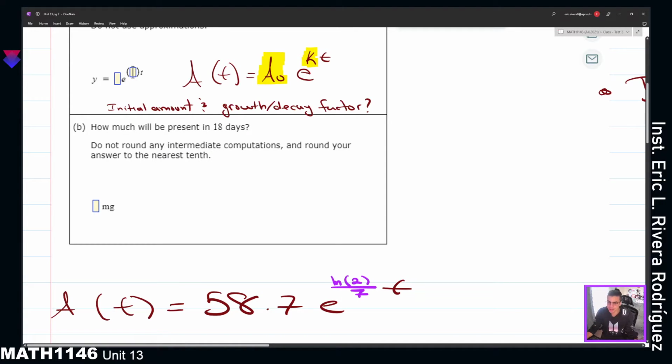All right. Now the second part of this exercise is how much will be present in 18 days. So now the exercise is giving us an exact value for t, and because now the formula is completed, the only thing that we need to do here is to plug in 18 into t.